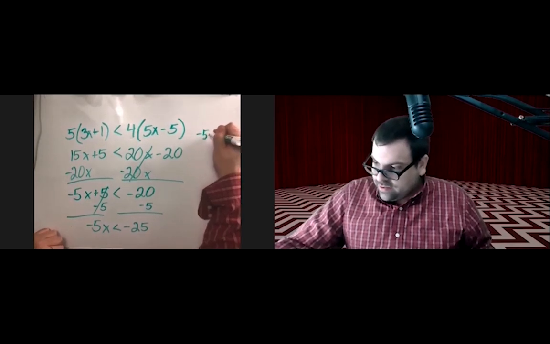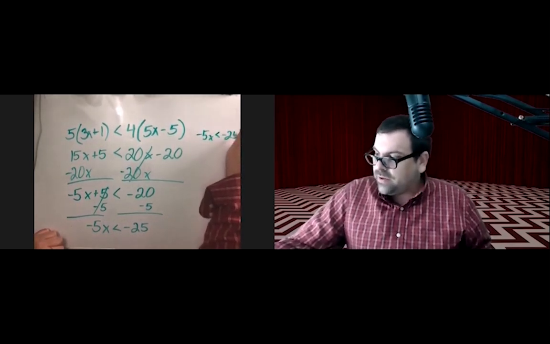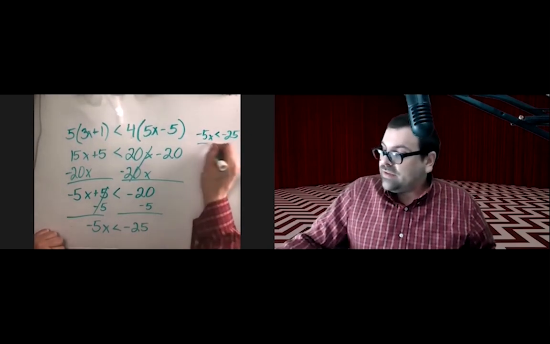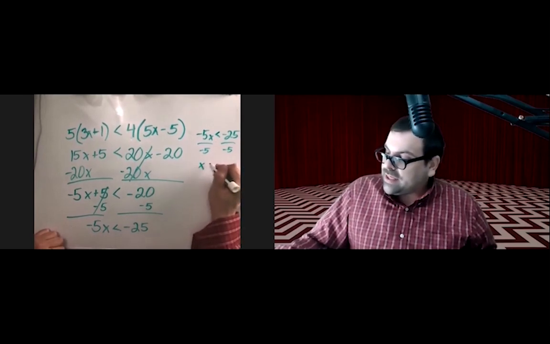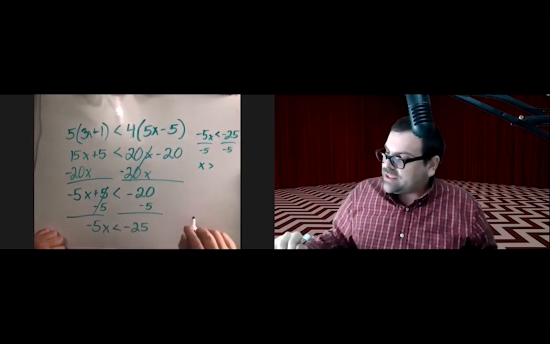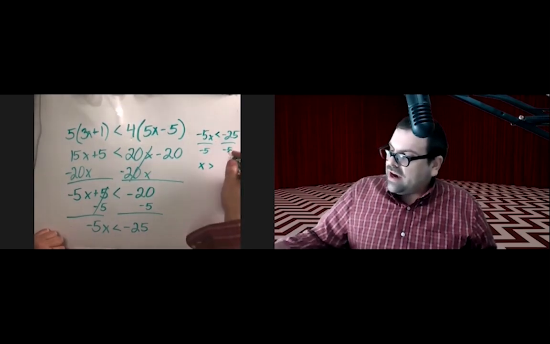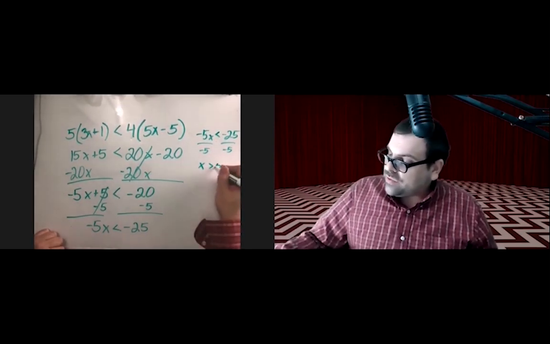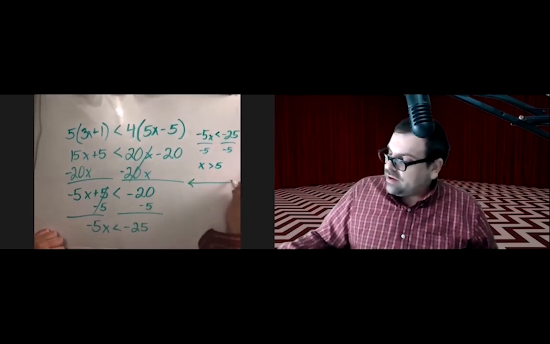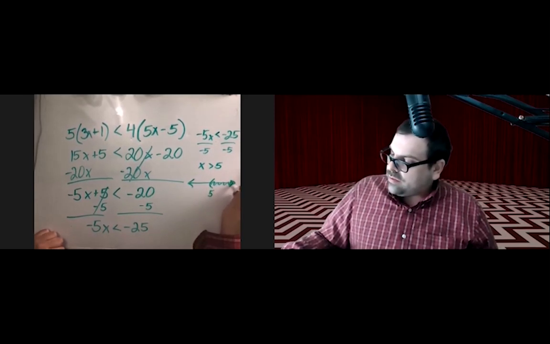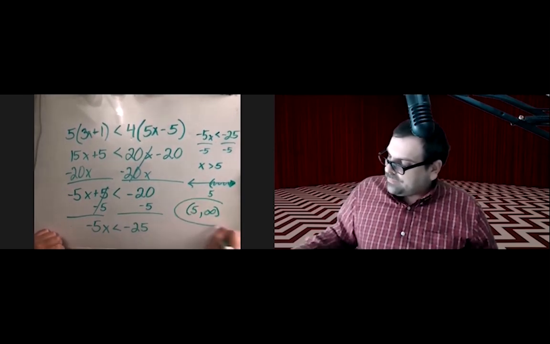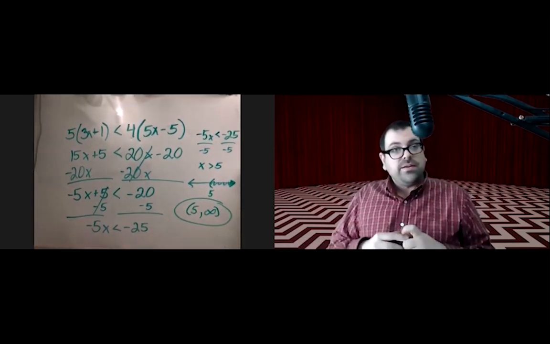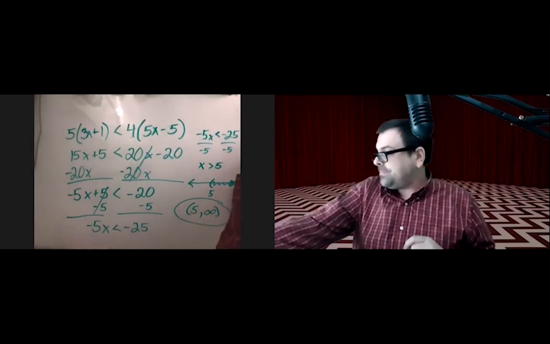And from there, which I'll move up here, I'm going to divide both sides by negative 5. Leaves me with x is greater than, because that flips the sign. Negative divided by negative is positive. 25 divided by 5 is 5. So 5 to infinity inside parentheses.